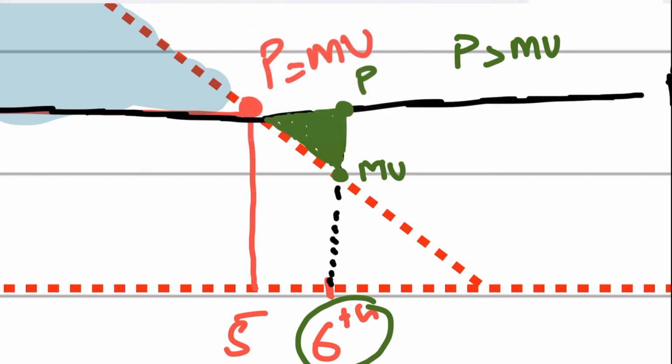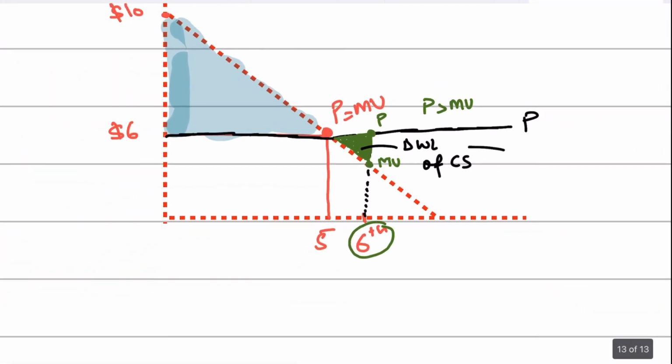If I want to represent this, I could fairly say that this is my deadweight loss of consumer surplus. It represents the amount of consumer surplus that is lost. It represents inefficiency, because the consumer ends up paying more and the utility that he gains is quite less. So obviously it's irrational consumer behavior, it's allocative inefficiency, and allocative inefficiency results in a deadweight loss of consumer surplus.